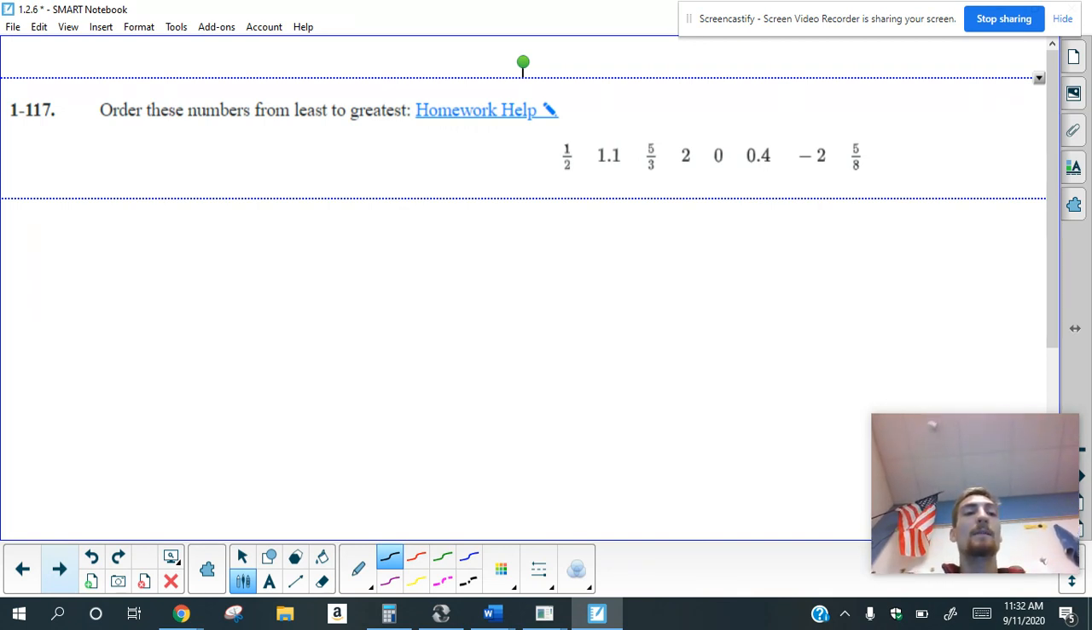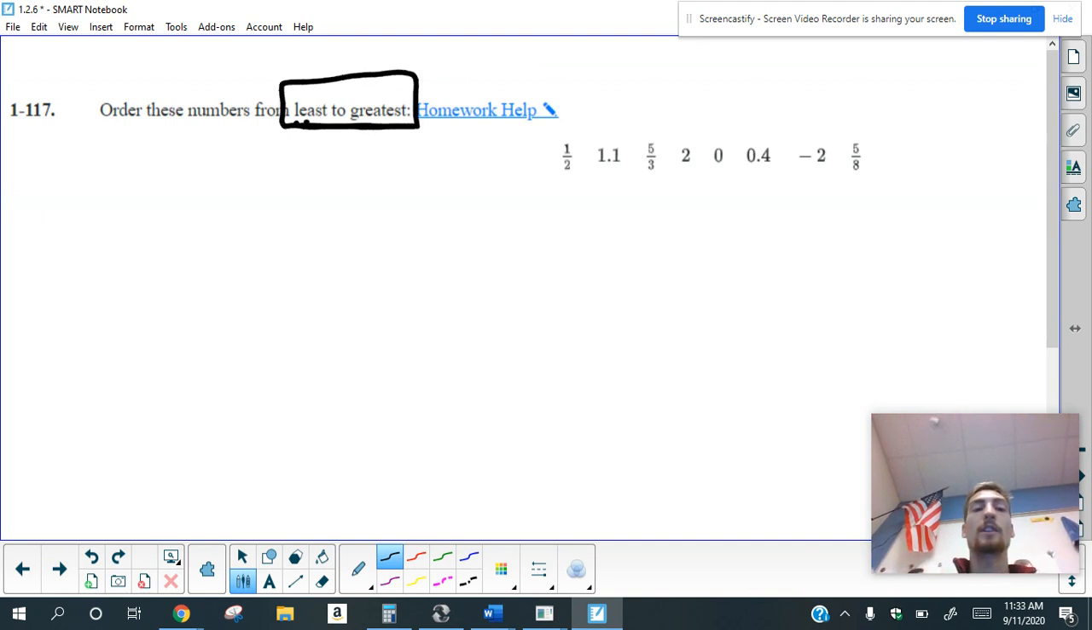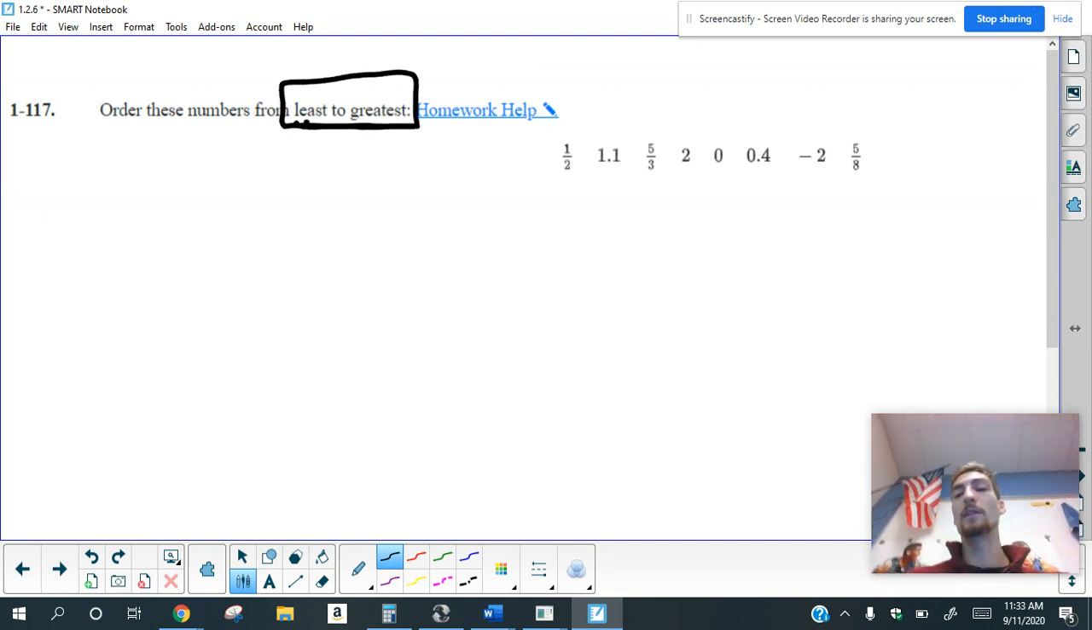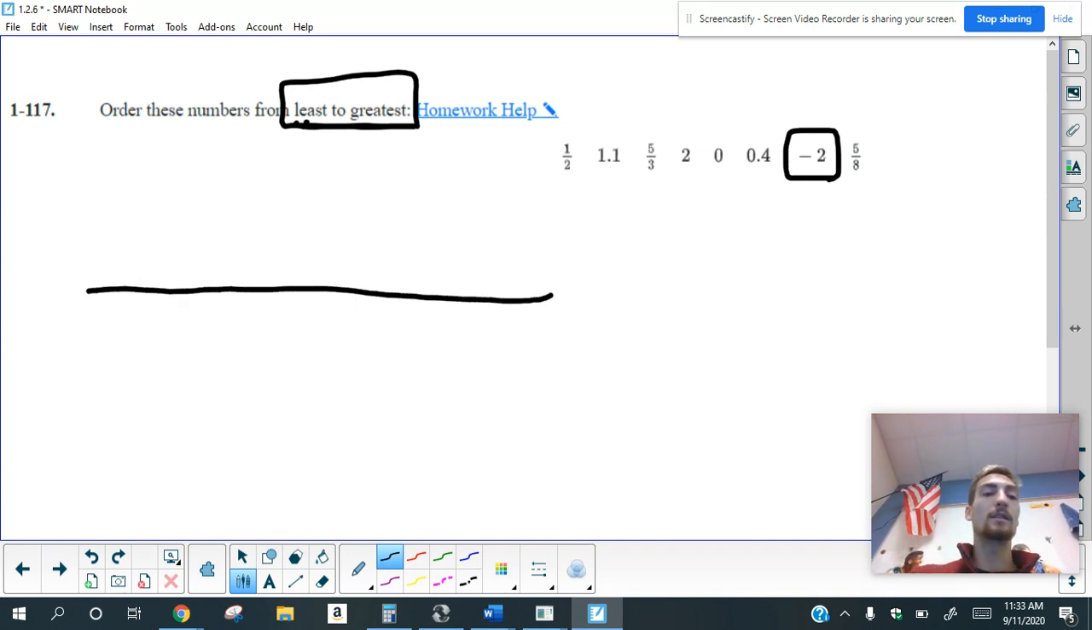Moving on to 117, order these numbers from least to greatest. You'll notice we have fractions and decimals. What you could do to start off is make them all fractions, or all decimals. I'm going to keep them how they are and instead make a number line. My smallest number is -2, on the negative side of the number line. I don't see any other negative numbers, so that's my least number.